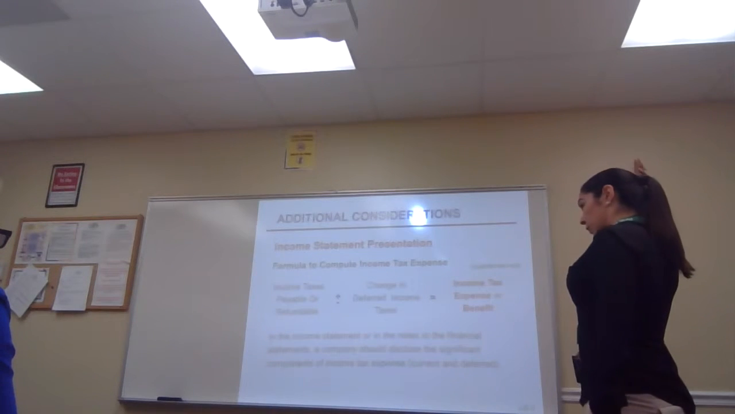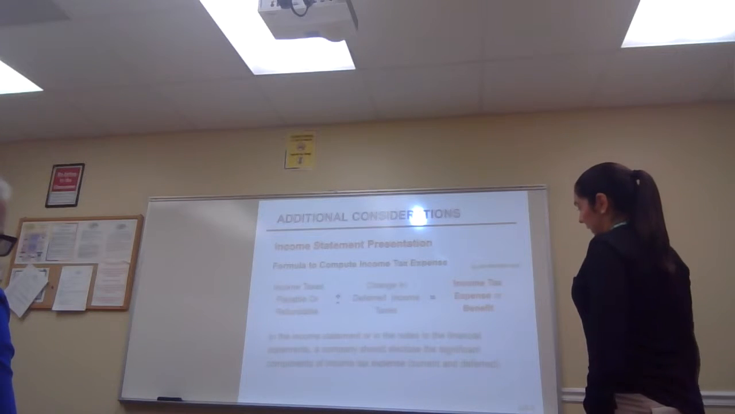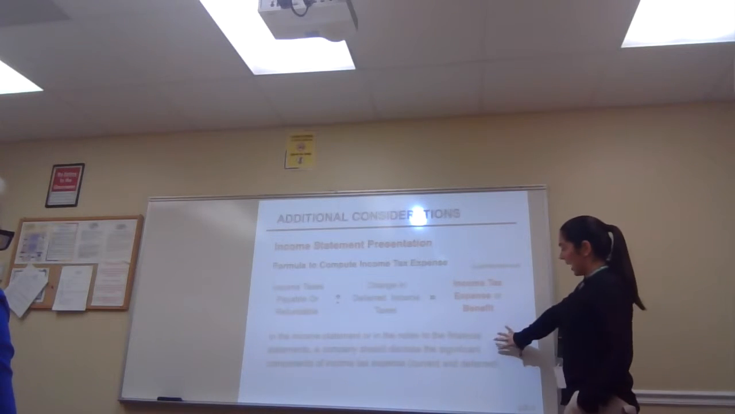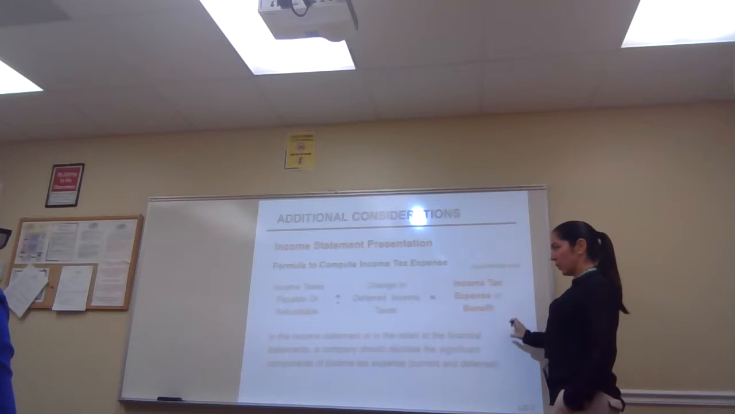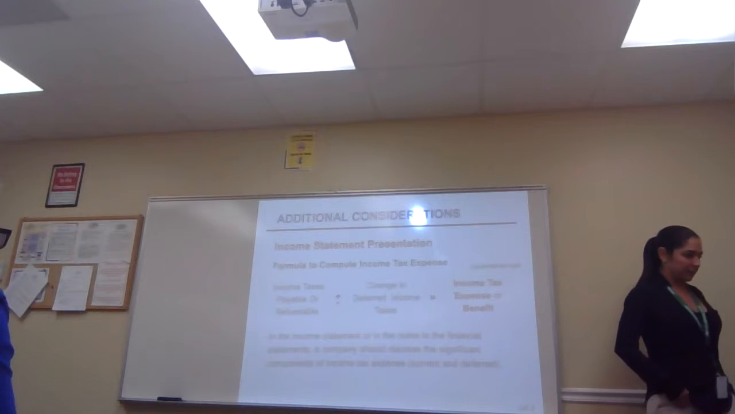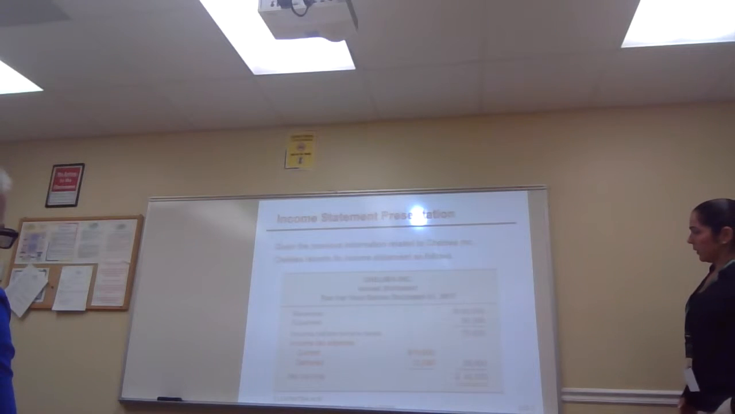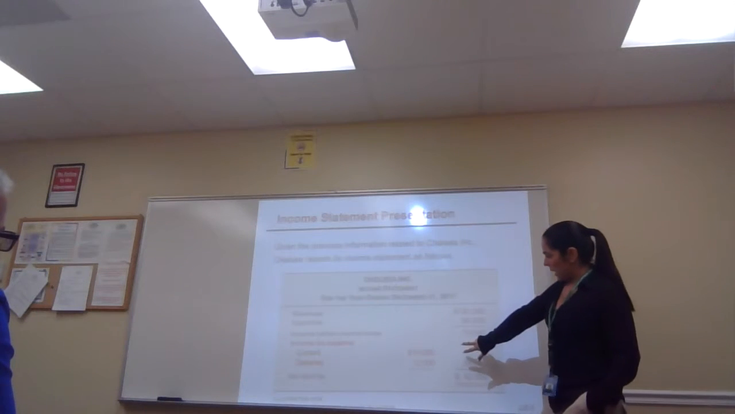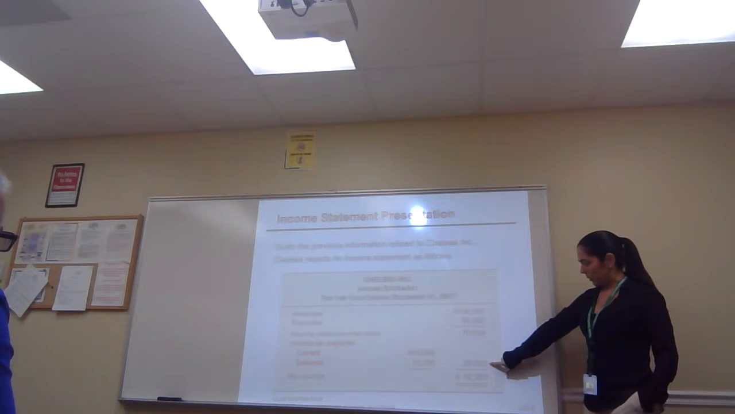In the income statement or in the notes of the financial statements, a company should disclose the significant components of income tax expense. So this is basically a GAAP rule that says that in your note, you have to put the difference between the deferred and the current section of your income tax. And this is the example of the presentation, which we've seen in previous examples. You're just breaking out your current component and your deferred component to total your income tax expense for the year.